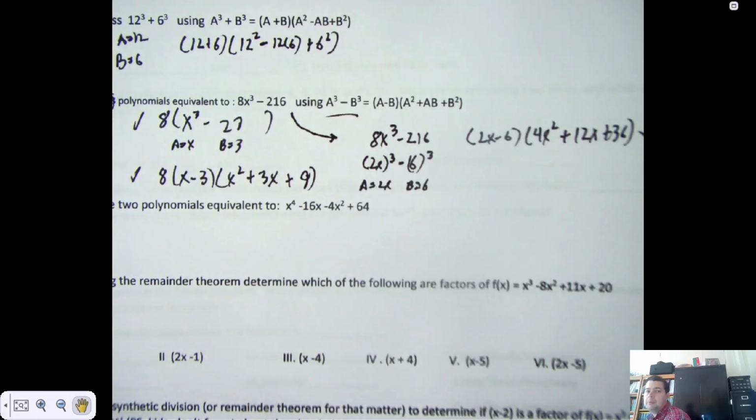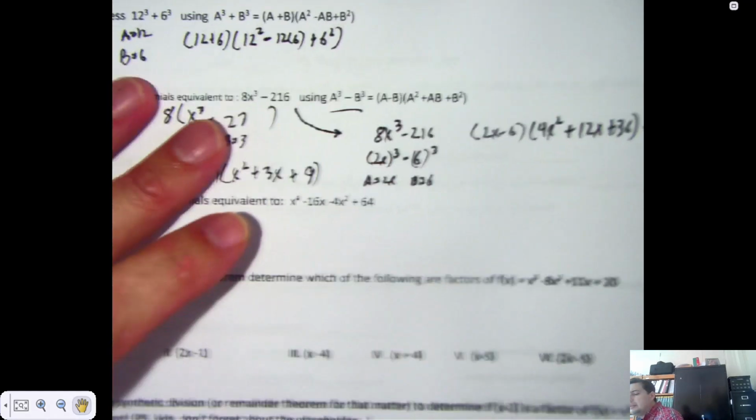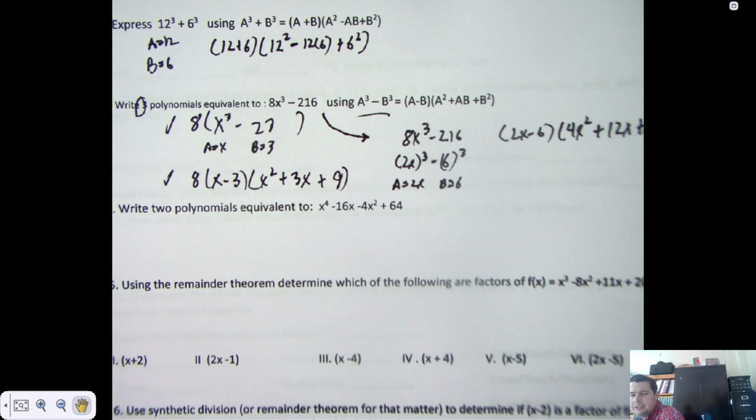4. Write two polynomials equivalent to x to the 4th minus 16x minus 4x squared plus 64. Two of them. The first one is actually just when you do the initial factoring by grouping. That's all it's all about.